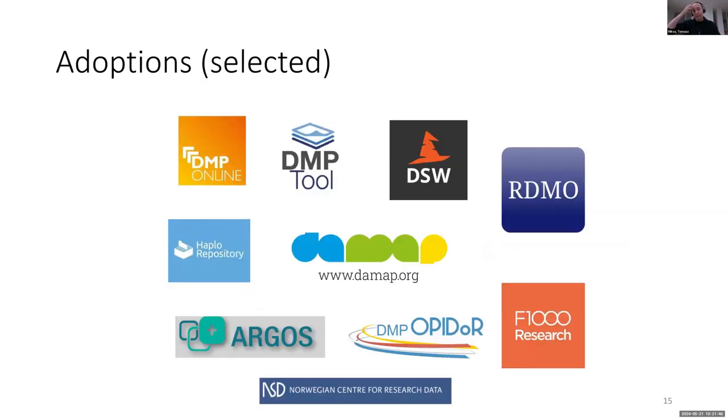Part of the RDA activity, and kind of a condition to make it a recommendation, is the implementation and adoption of the recommendation by the DMP tools. Here you can see some of the adoptions we got. DMP Online, DMPTool, so the same family of DMPRoadmap. Also the French version of DMP Online, DMP OPIDoR. Colleagues from Data Stewardship Wizard, OpenAIRE Argos, RDMO in Germany, DAMAP, which is the tool from Austria, and some other colleagues said, okay, let's start implementing the MAD recommendation.